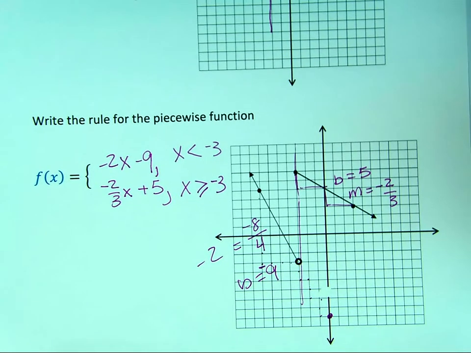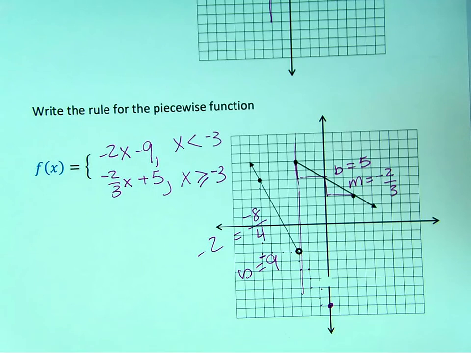You're used to writing equations from lines, but now on a piecewise function, you're actually writing equations for two or more lines. So you just have to get used to that and separating them, finding out where the interval starts and stops.